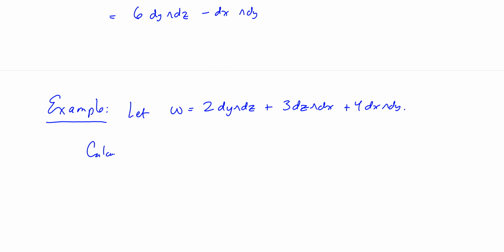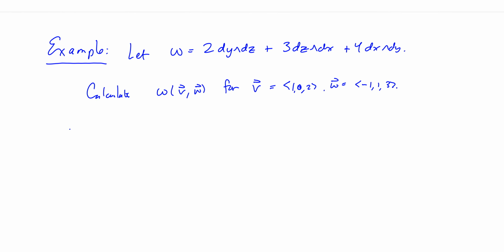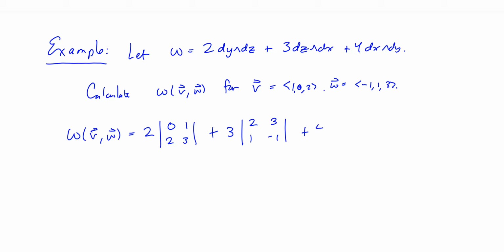And let's calculate omega of V, W for V being the vector 1, 0, 2, and W being the vector minus 1, 1, 3. So then omega of V, W is 2, and when I plug in V and W, I have y and z, so this is going to be 0 and 1, and then the z gives me the 2 component and the 3 component. I have plus 3, and now I take the z component first, so I'm going to get 2 and 3, and then the x component, so I'm going to get 1, negative 1, and then finally 4, and I take the x component of each first, 1, minus 1, and then take the y component, 0, 1.